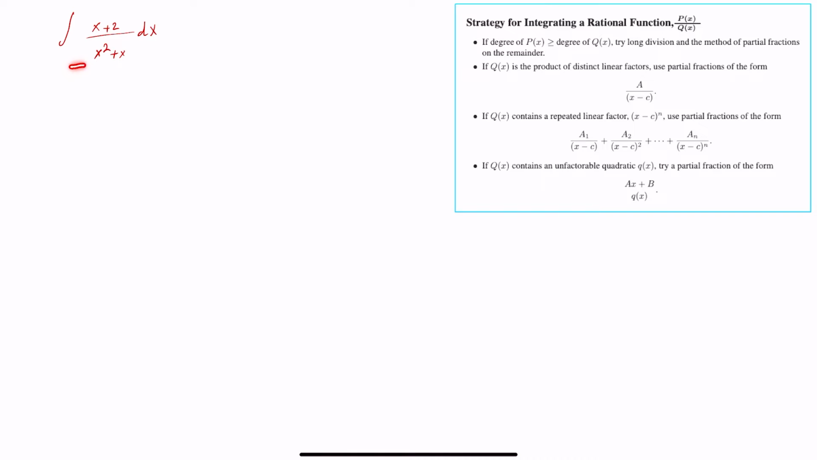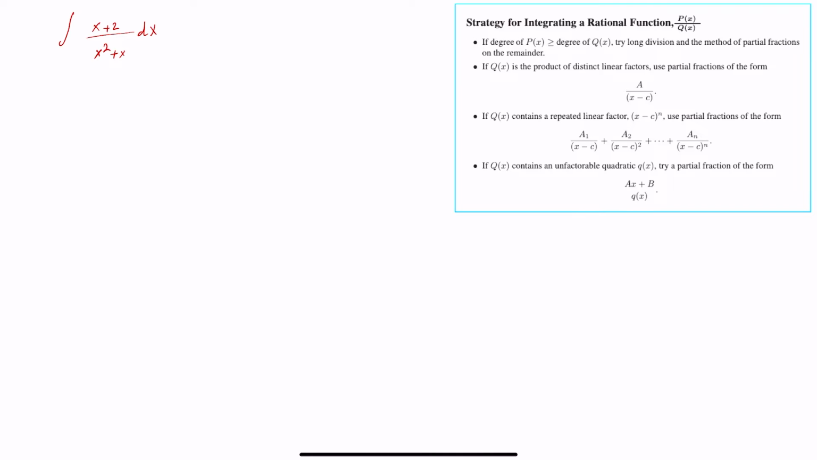Now, we want to solve this integral, which is the integral of (x + 2) over (x² + x) dx. Note, this is a rational function, so we're going to use this note to figure out how we're going to integrate this. Note in here that the degree on the numerator is less than the degree in the denominator, therefore we will not use long division.